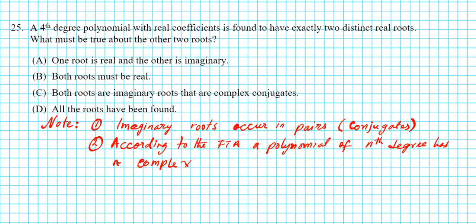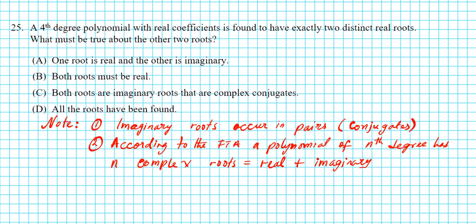And the complex roots that a polynomial of nth degree has could be a combination of real and imaginary roots. Sometimes you might have either all real, all imaginary, or a combination. It doesn't really matter. So let's take a look at this scenario here.